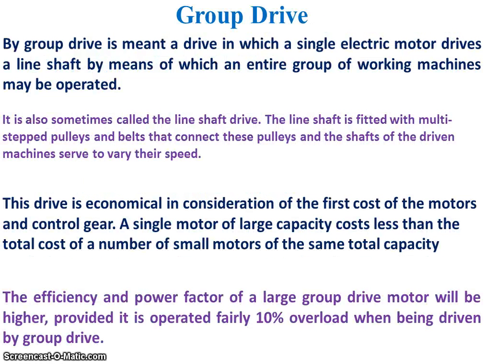The drive is economical in consideration of the first costs of the motors and control gear. A single motor of large capacity costs less than the total cost of a number of small motors of the same total capacity. The efficiency and power factor of a large group drive motor will be higher, provided it is operated at about 10% overload when being driven by group drive.